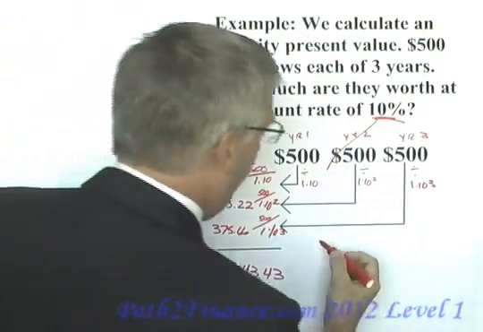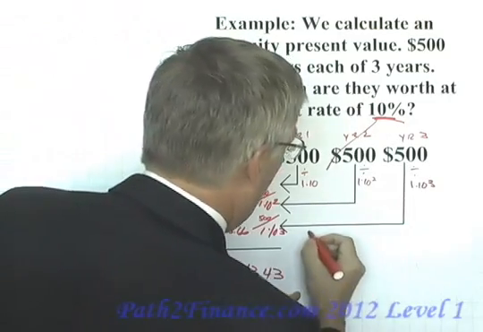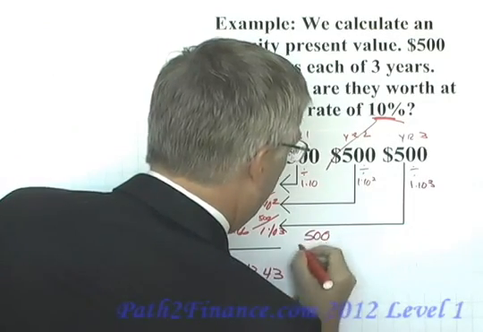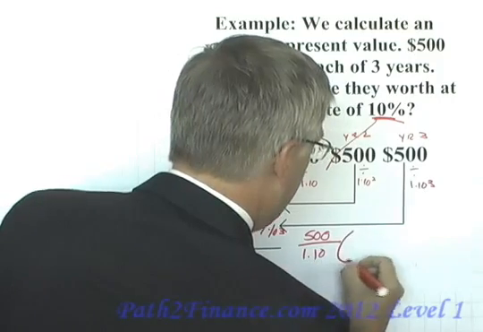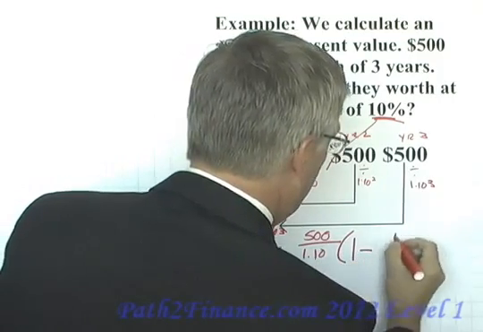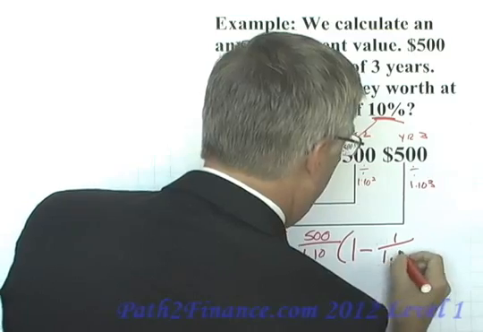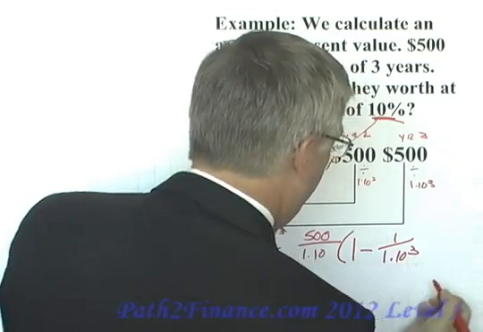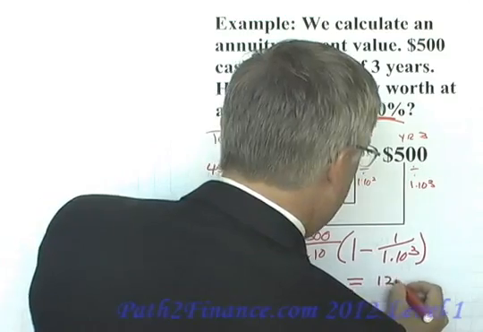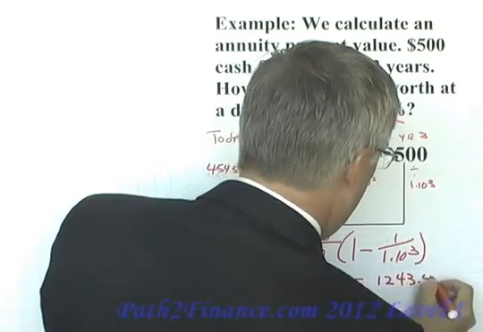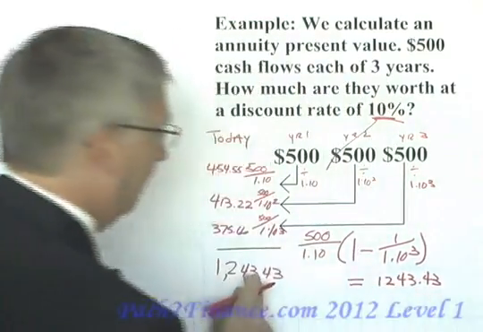However, we can use our formula for the total. So we'd go 500 divided by 1.10, again our discount rate, times 1 minus 1 over 1.1 to the power of 3, and that again would come out to the exact same number here.